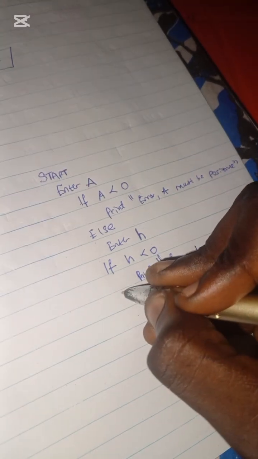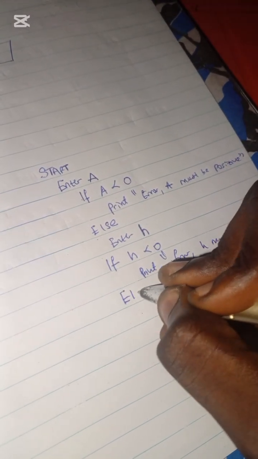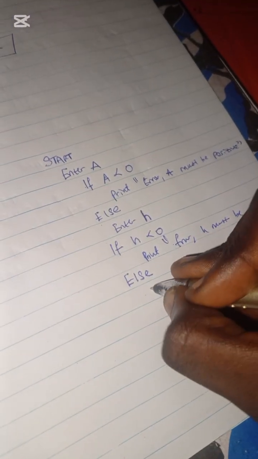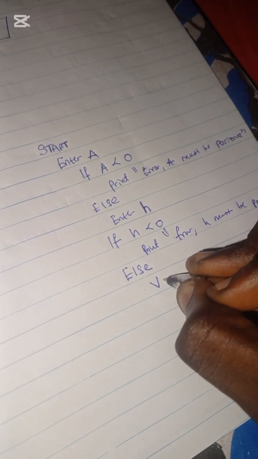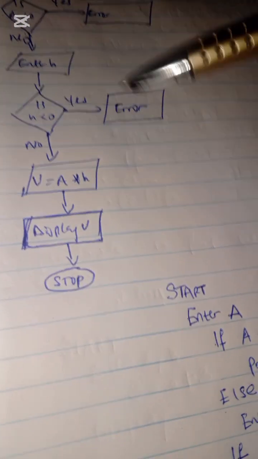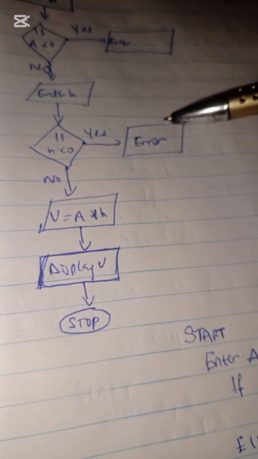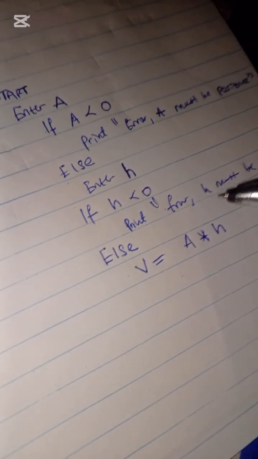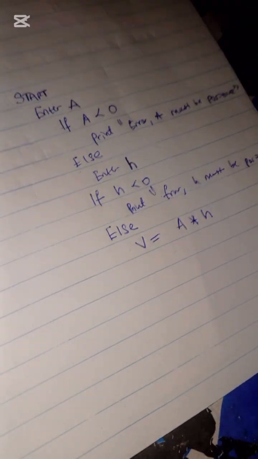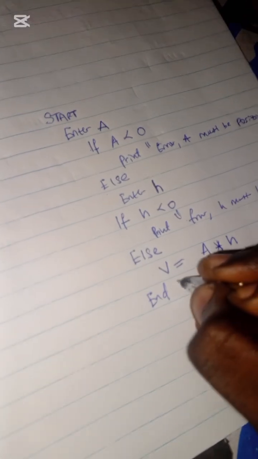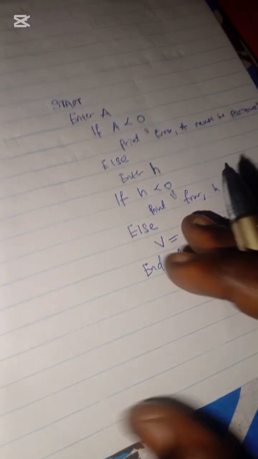Then else, don't forget else, then you calculate the expression given to you, that's V equals to A multiplied by H. Can you see? It's all the same formula, it's all the same steps we're following. We've done for A, we've done for H. So else, what do you do? You calculate this, right? So V equals to, this is what we have here, right? Then don't forget you have to end if on the same line with all this. So you end if.